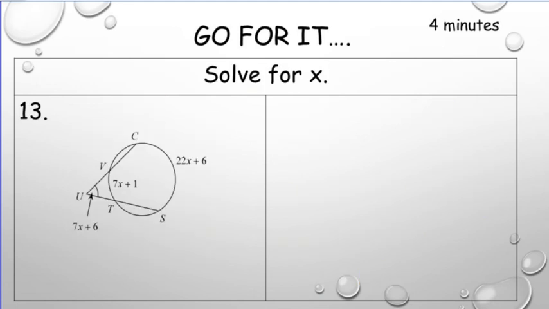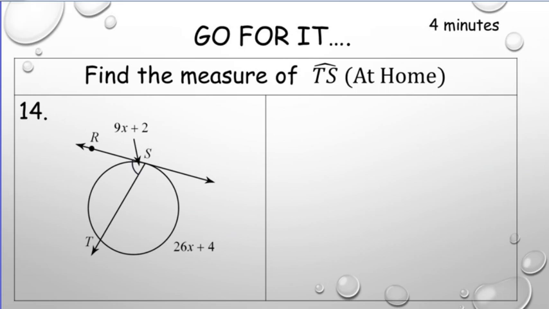This one we did in class. Alright, so it says find the measure of arc TS. Well, okay, I am going to highlight what it's asking me to solve for. That is this piece of the arc right here. That's the intersecting arc.